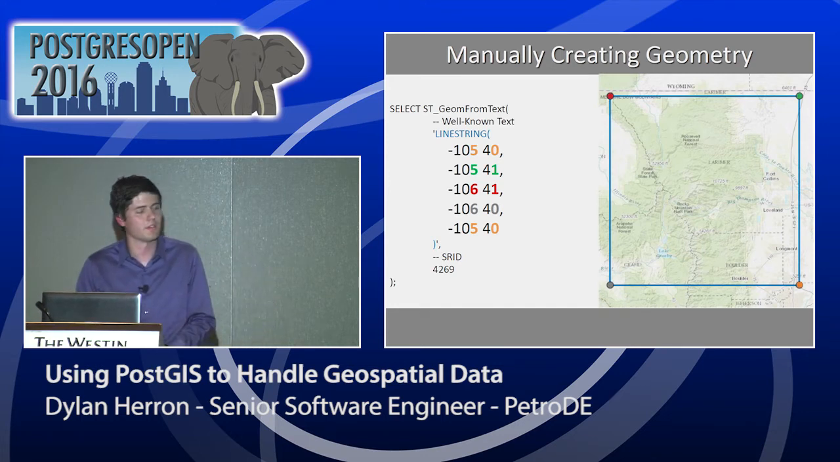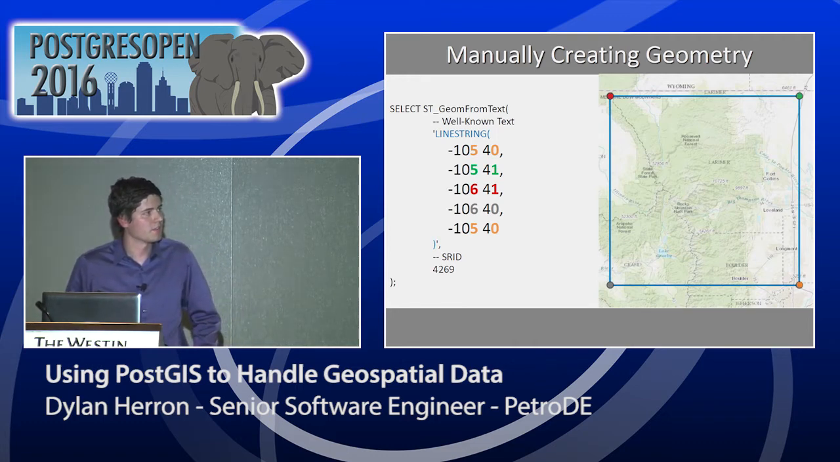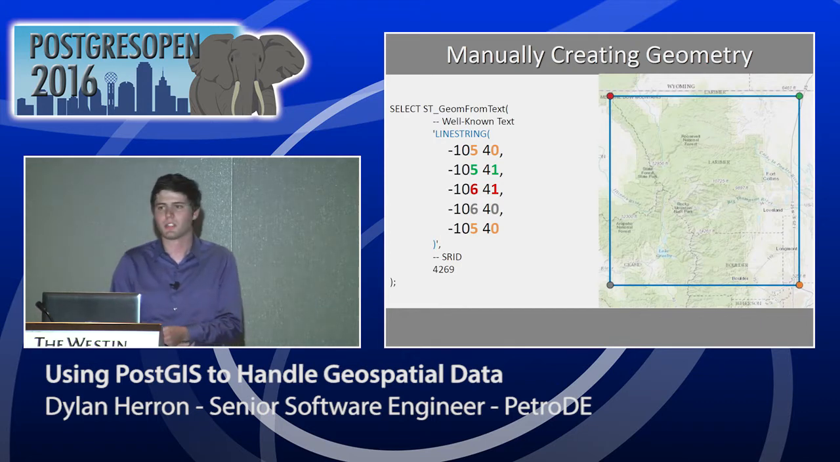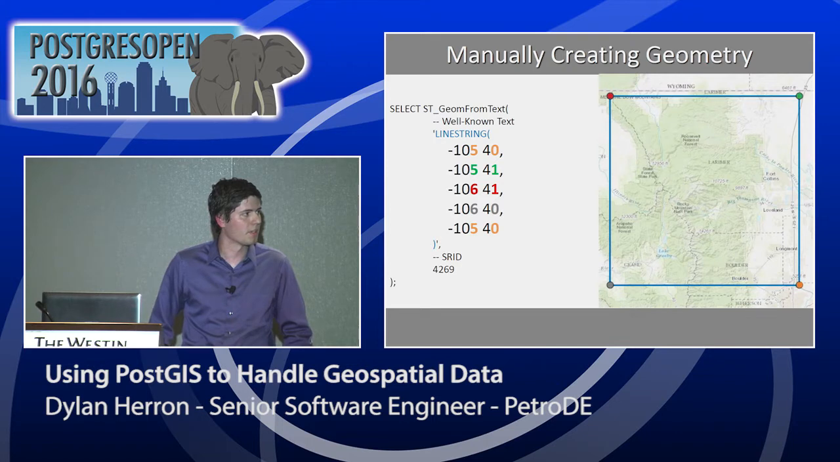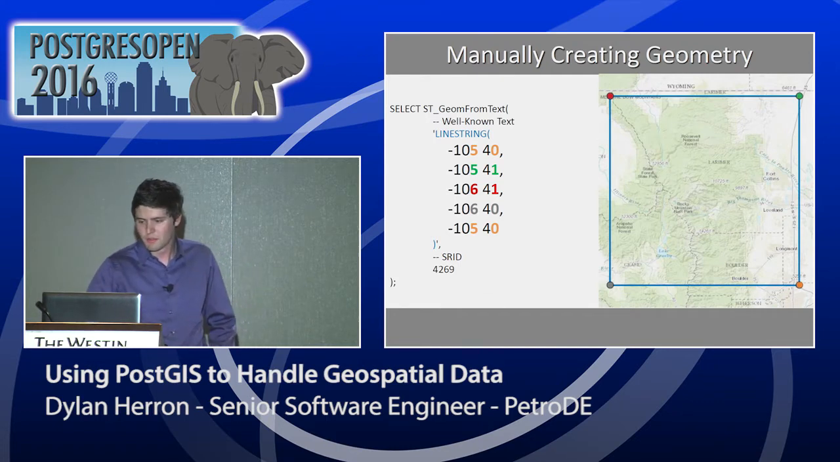So what this is going to do is it takes well-known text and converts it into the internal representation for a line. Again, we're passing in the SRID. Something to notice is that the last point is a repetition of the first point. The reason we're doing this is to enclose that rectangle. If we hadn't done that, the rectangle would not be closed on that last set.